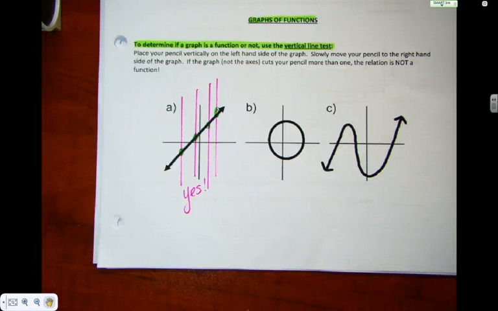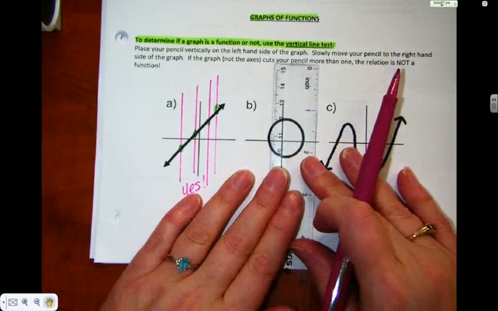So some people can just eyeball it. Some people need to put their pen, though sometimes the pen is too thick. Some people like the edge of a ruler. Whatever works for you.